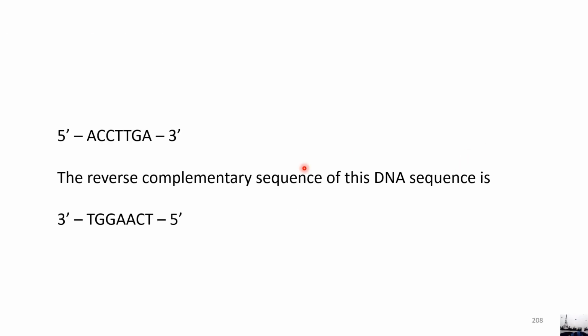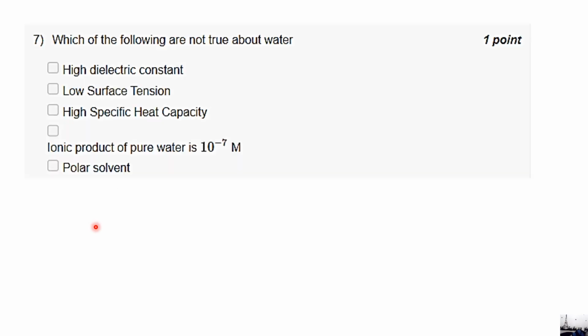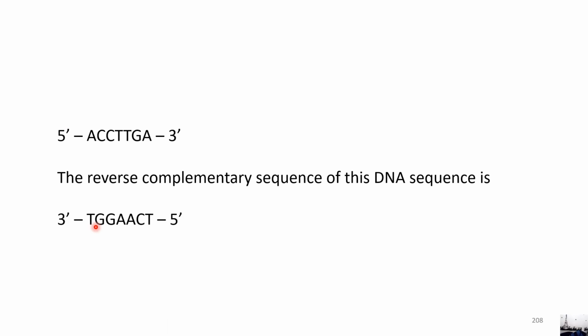So, if this is the sequence given to us, the reverse complementary sequence of this DNA sequence is this. Correct that, what we discussed. Ideally, it should be from 5 prime to 3 prime, but it should be T G G A T. Sorry, T G G A C T. Yeah, that is how it should be, and that is what has been shown over here. Okay, so this question is also done. We'll move on to the next question.